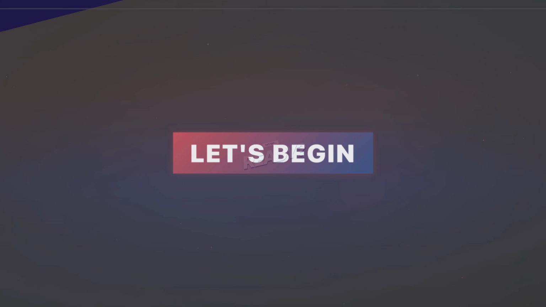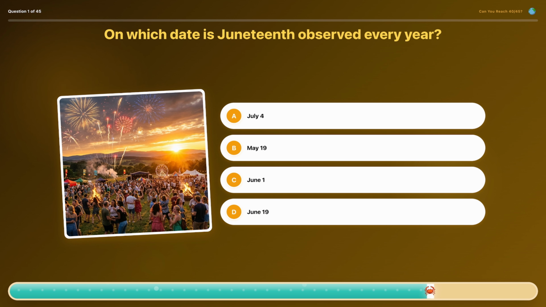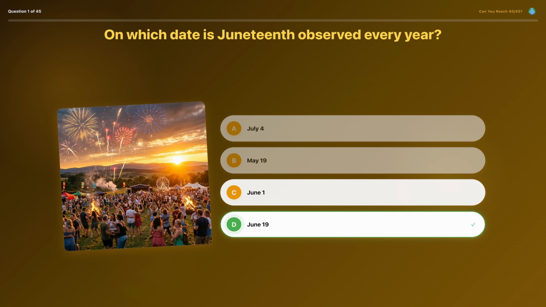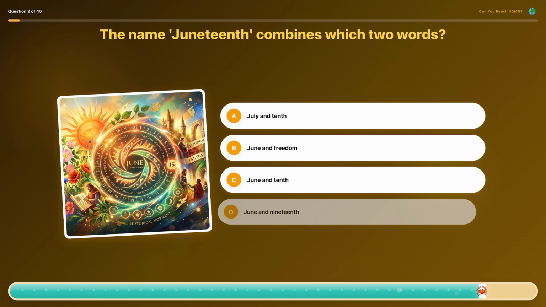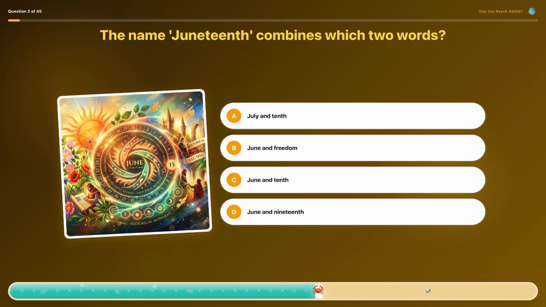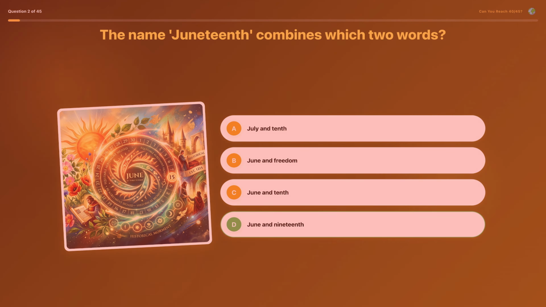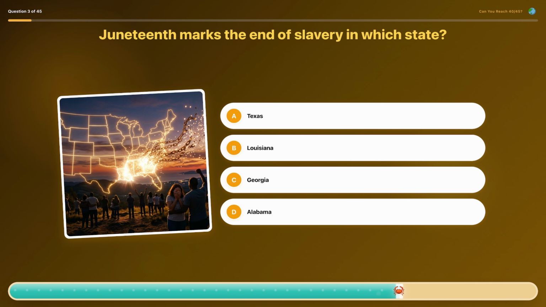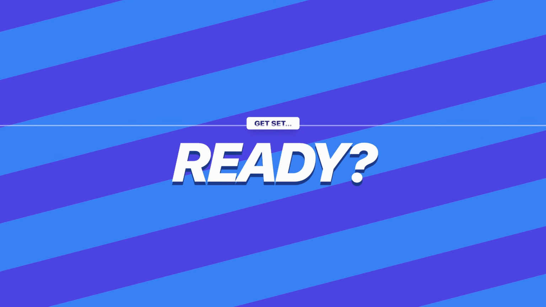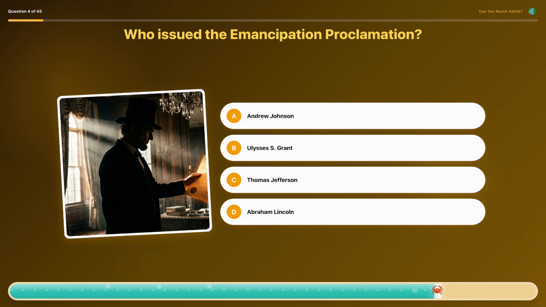Let's begin. On which date is Juneteenth observed every year? June 19th. The name Juneteenth combines which two words? June and 19th. Juneteenth marks the end of slavery in which state? Texas. Who issued the Emancipation Proclamation?